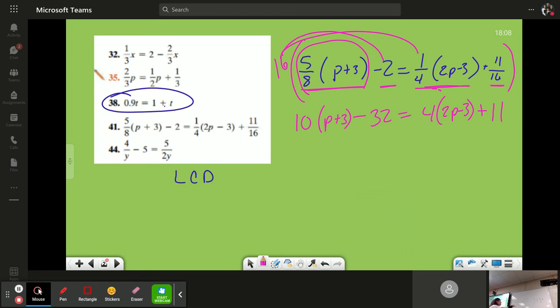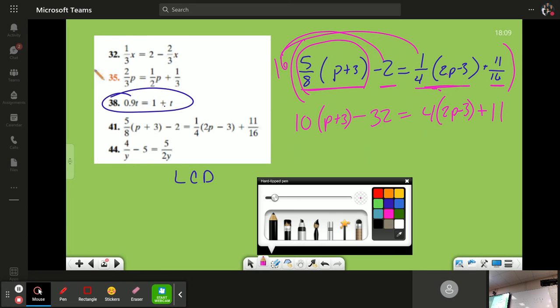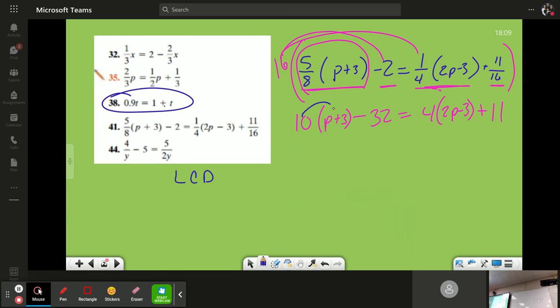We got parentheses, so we're going to distribute. Then we're going to collect like terms. Then we're going to do any multiplying and dividing. And last we add or subtract. So distribute. Wink and a smile. 10 times p and 10 times 3.